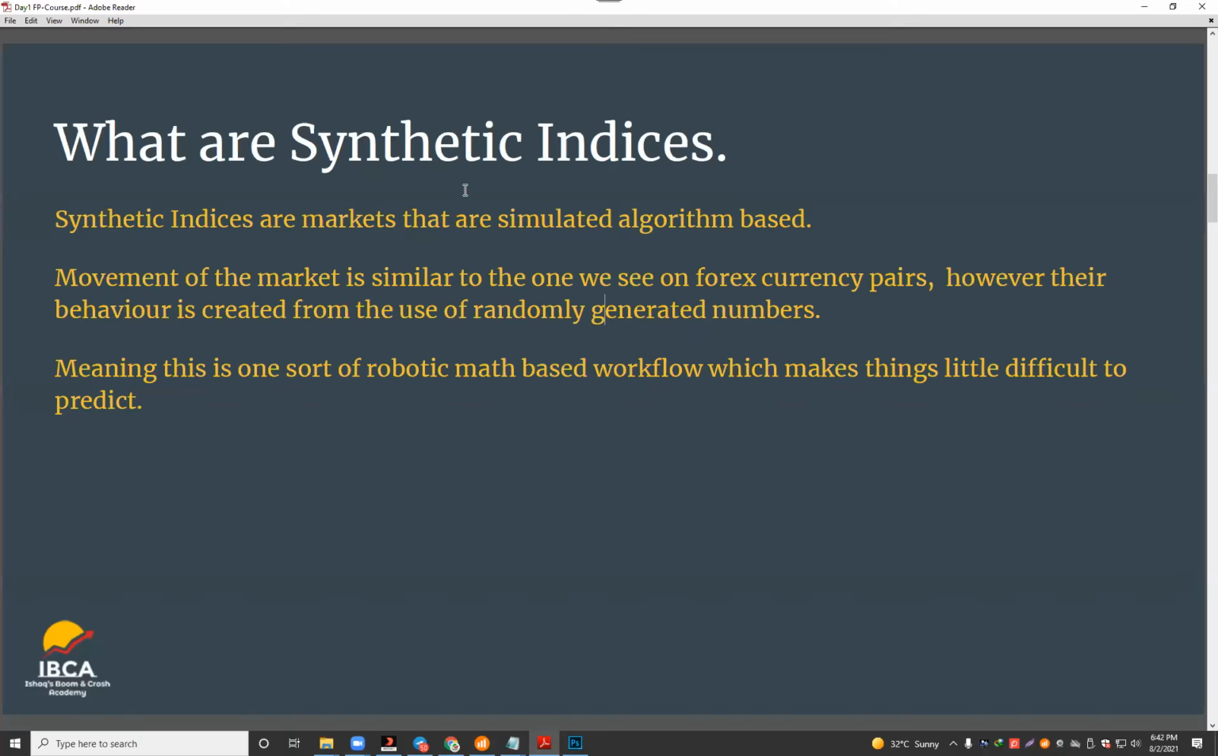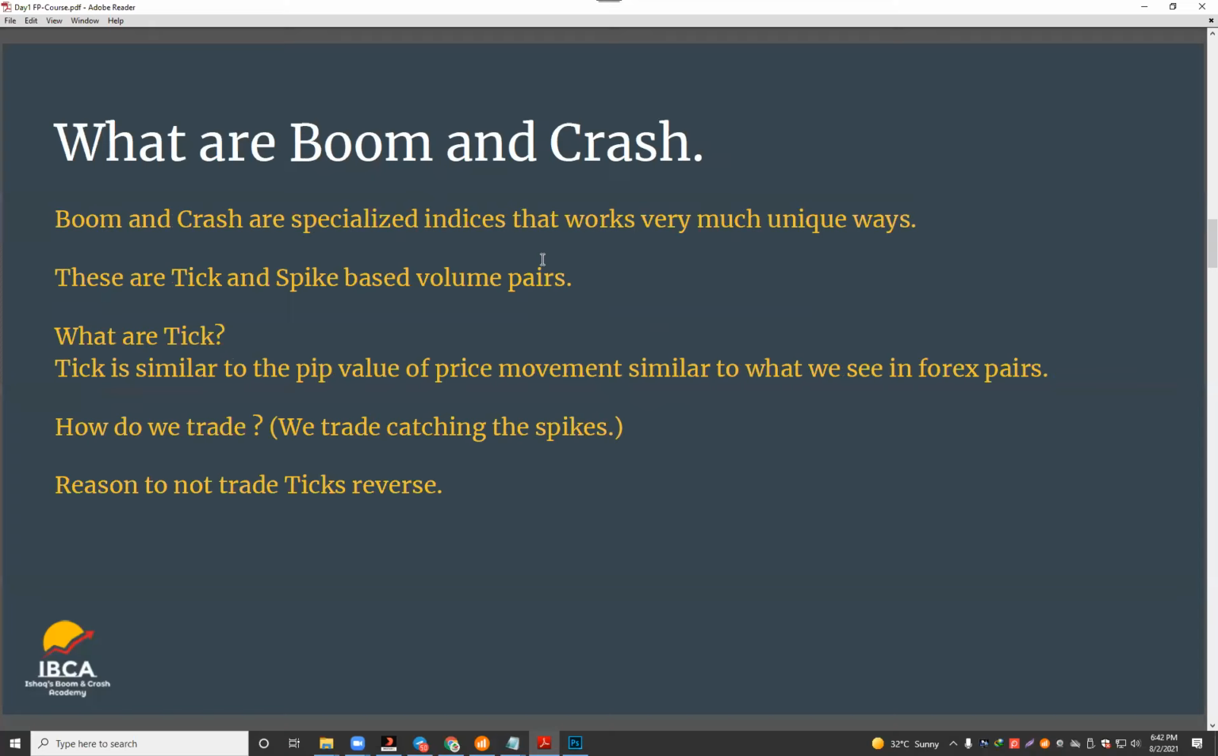So why are we trading the synthetic? Definitely there will be benefits. We will talk about all these benefits in the upcoming slides. The pairs in the synthetic index which we will trade are Boom and Crash.